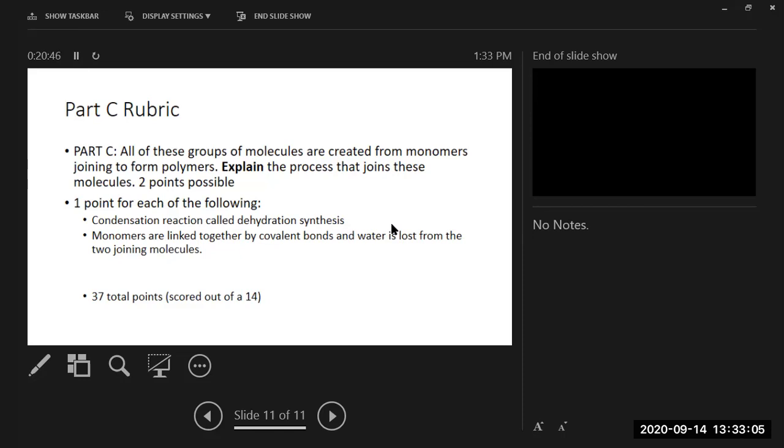So if you simply said dehydration synthesis, you get 1 point. And if you defined or described it, you get the other point. You got monomers are linked together by covalent bonds, and water is lost from the 2 joining molecules. Remember that you take hydroxide from one side, hydrogen from the other, and they come together to form a larger molecule. And just for good measure, what do you call that process where you reintroduce water to separate the molecules again? Hydrolysis. Okay. So there were 14 points that you needed to get a perfect score.